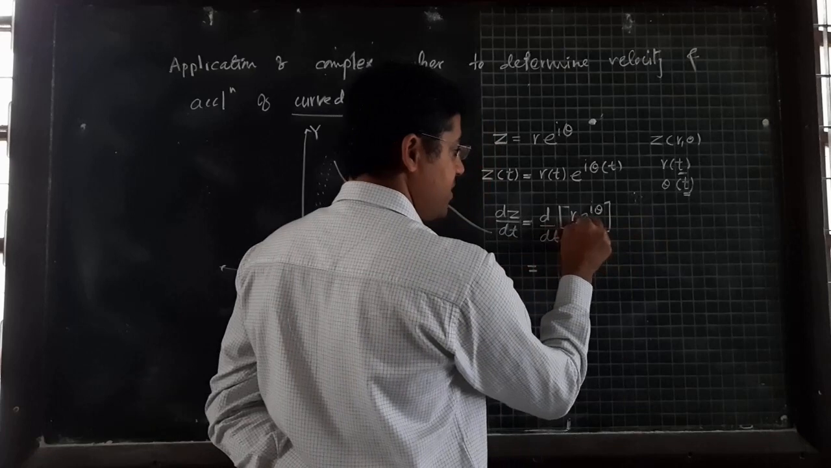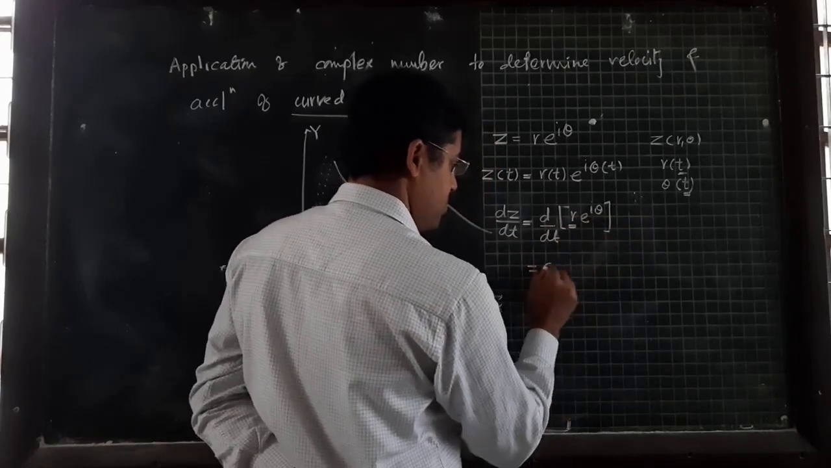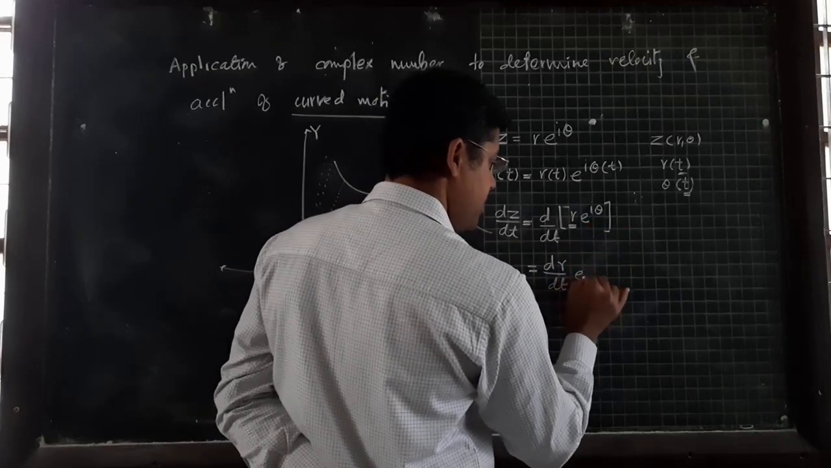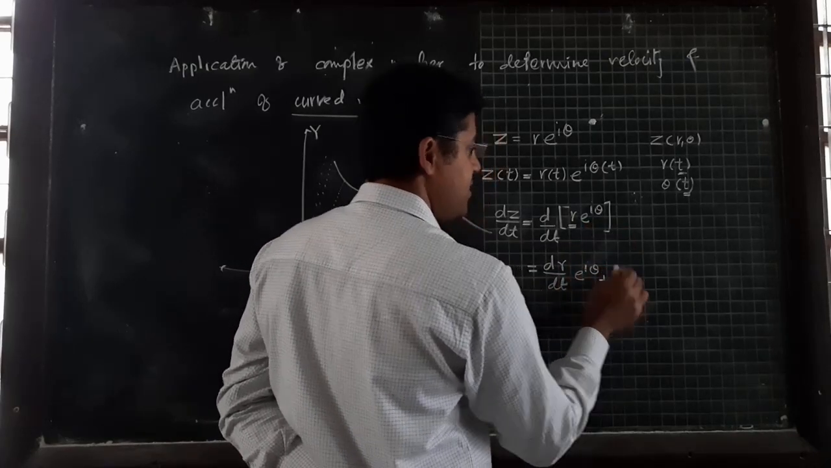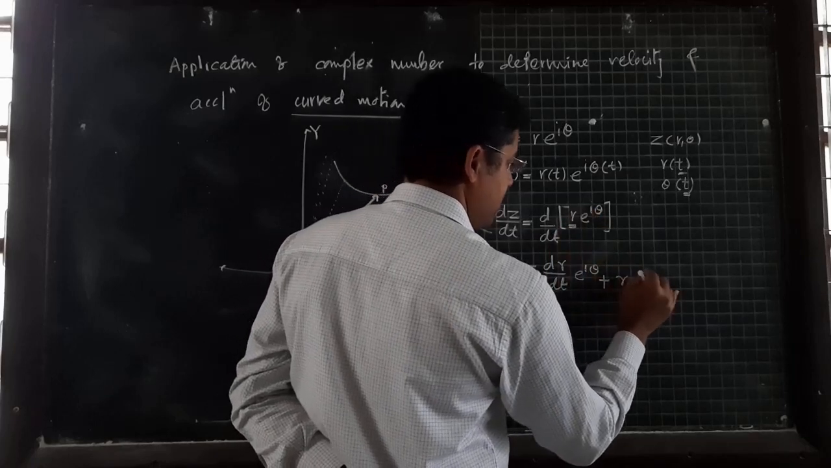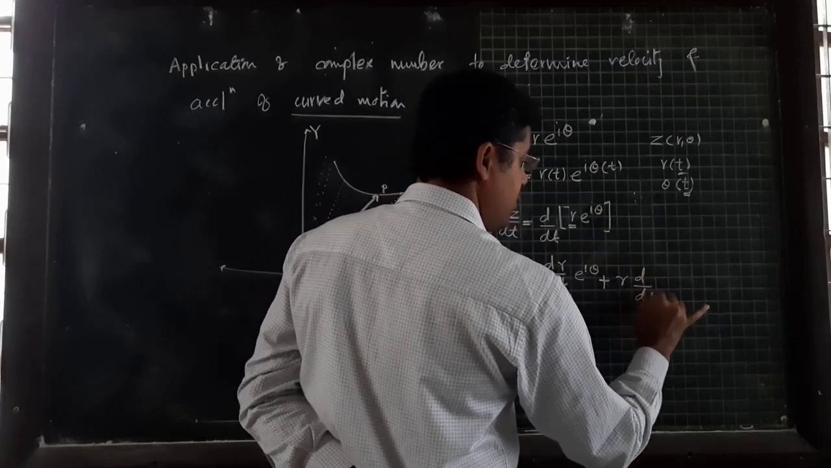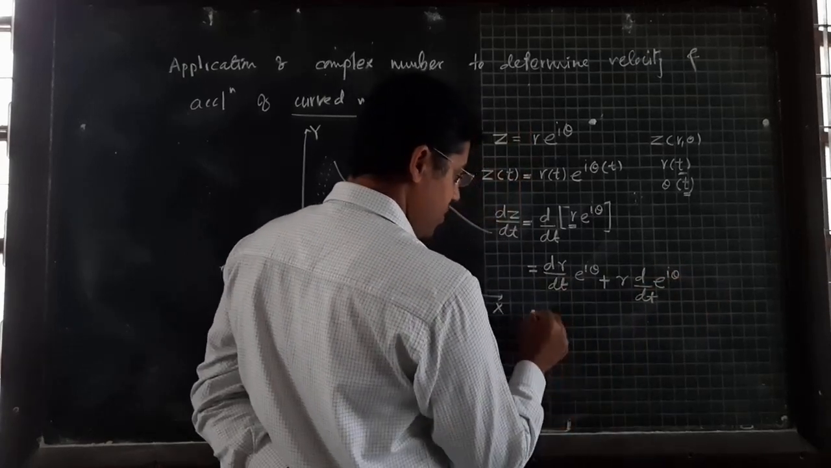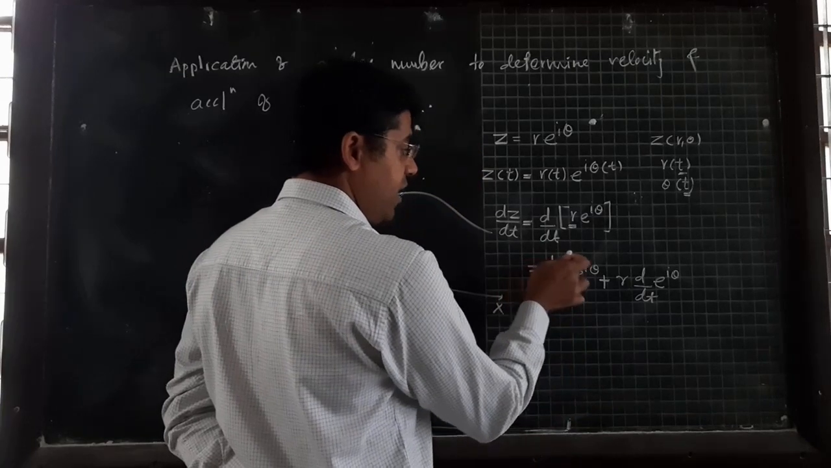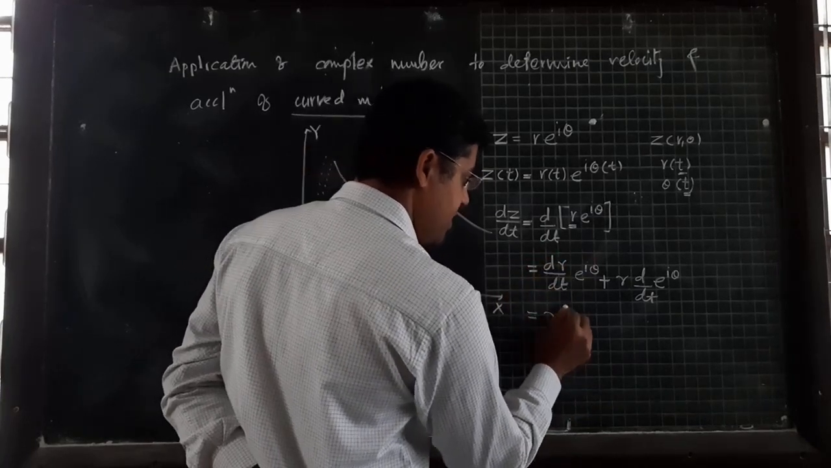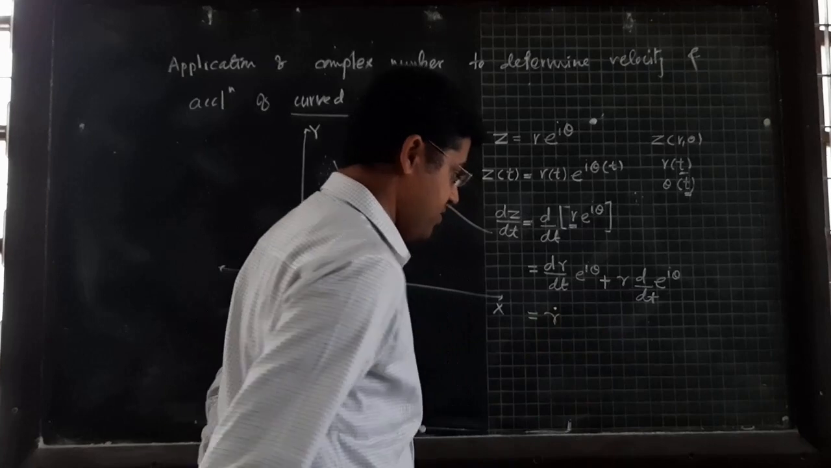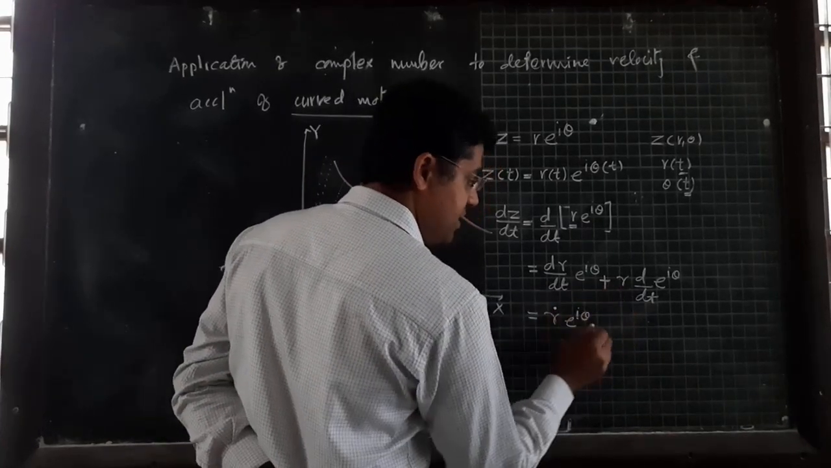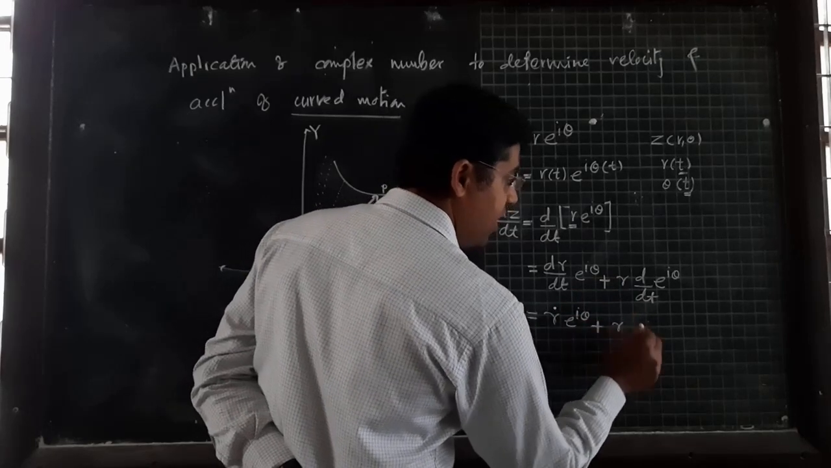Now we will take differentiation of the r first. So this is dr by dt, and e raised to i theta is outside. Then in the second term I will keep r outside, so d by dt of e raised to i theta. Okay, so this is nothing but dr by dt, which we can represent as r dot, and e raised to i theta is as it is, plus r.